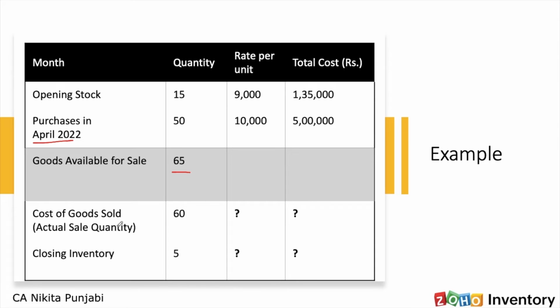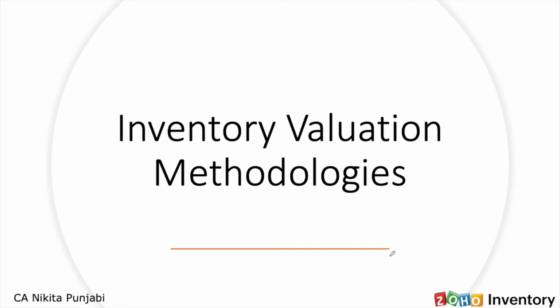We need to calculate the cost of goods sold for the actual sale quantity of 60 units and the value of the closing inventory of 5 units. Now, this is a common example. We are going to use it thrice in all the 3 methods that we'll be discussing. We use these methods for calculating the value of cost of goods sold and for calculating the value of closing inventory. Let's talk about the first method.